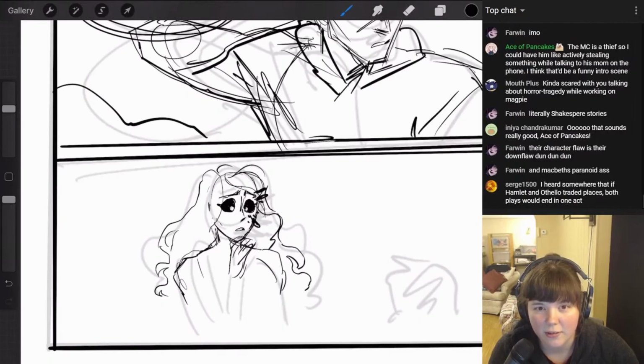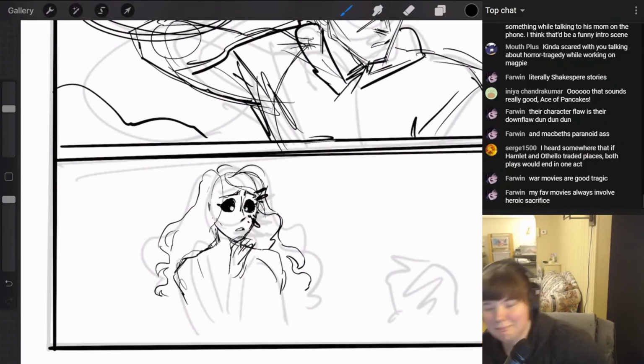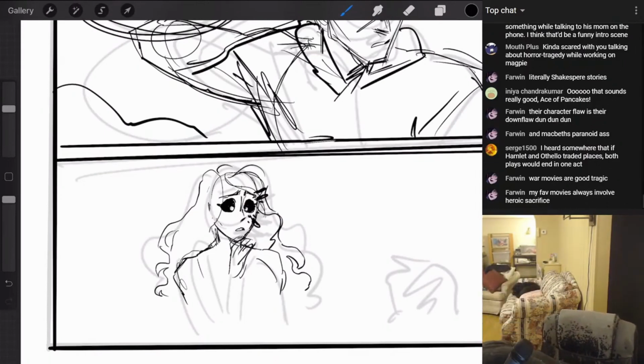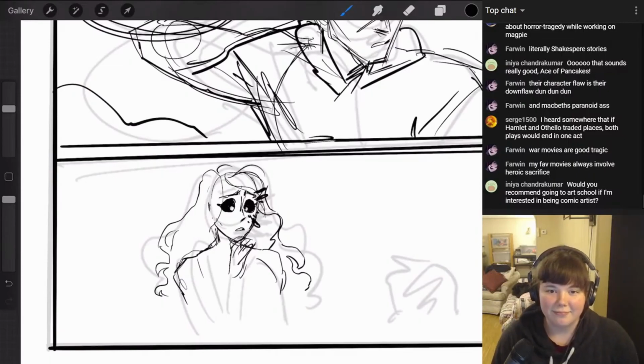Madoka Magica's a tragedy, even though it kind of has a happy ending. Hmm. I don't know. War movies are good and tragic. That's true. Things based on real life are allowed to be tragic. I heard somewhere that Hamlet and Othello traded places, both plays would end in one act. Oh my God.